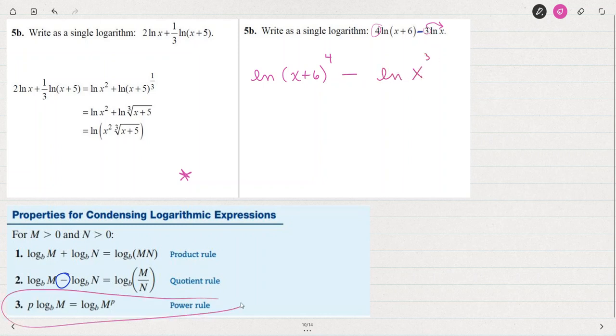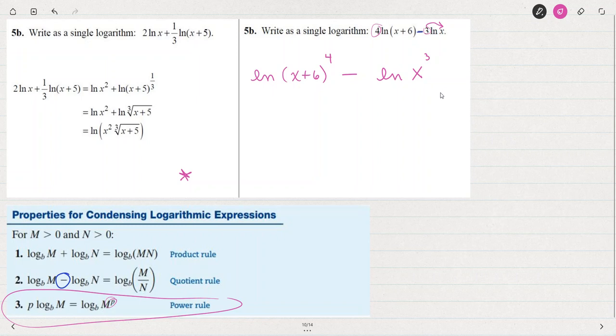So I'm going backwards from the power rule. If I have some power times a log, I could write that as the log of the same base, and then I could write that coefficient that came out in front of the log as the exponent, the power. So I could start with this, 4 times the natural log of x plus 6 minus 3 times the natural log of x, which is equivalent to the natural log of x plus 6 raised to the 4th power minus the natural log of x to the 3rd power.